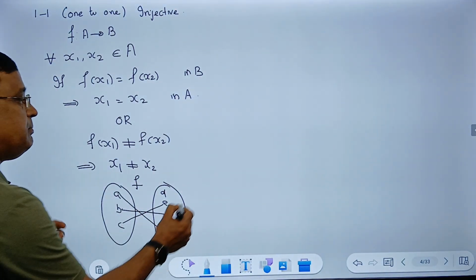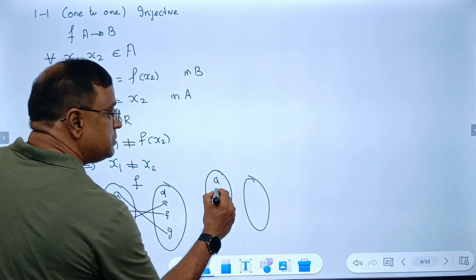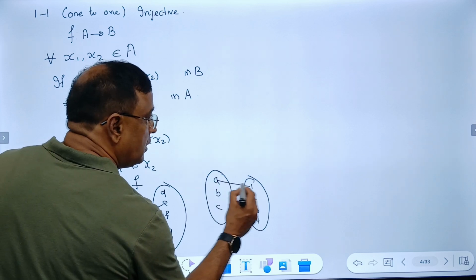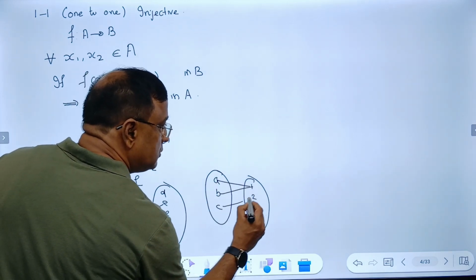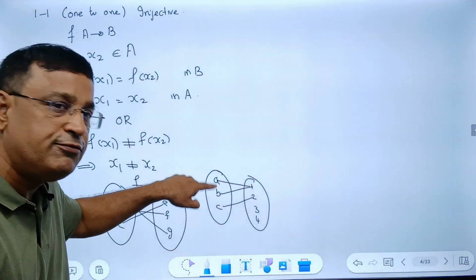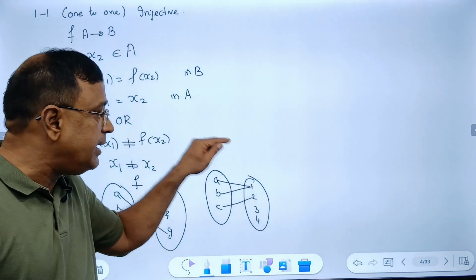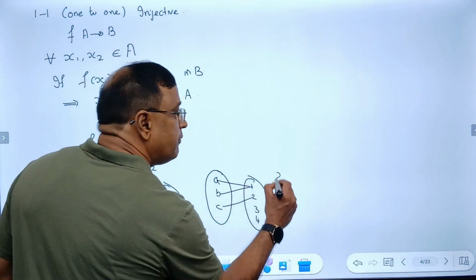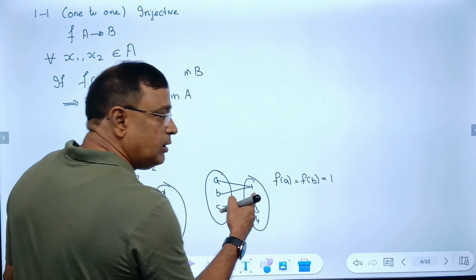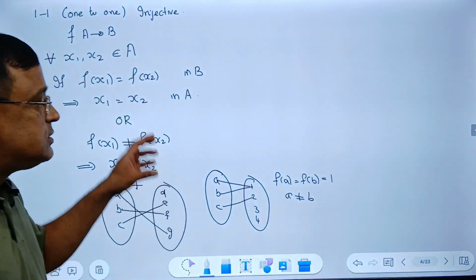This is a simple diagram to understand that the given function is 1 to 1. I'll give you another example where it is not 1 to 1. Counter examples will always help you to understand things better. 1, 2, 3. This is not 1 to 1. See, A and B are different, but they get mapped to the same element. My f of A and f of B are equal, but A and B are not equal. Therefore, this is not 1 to 1.